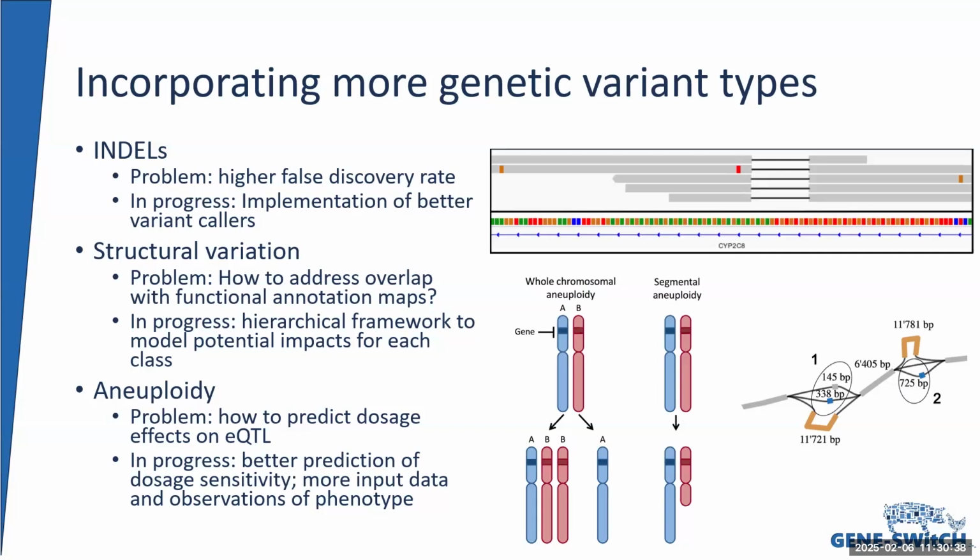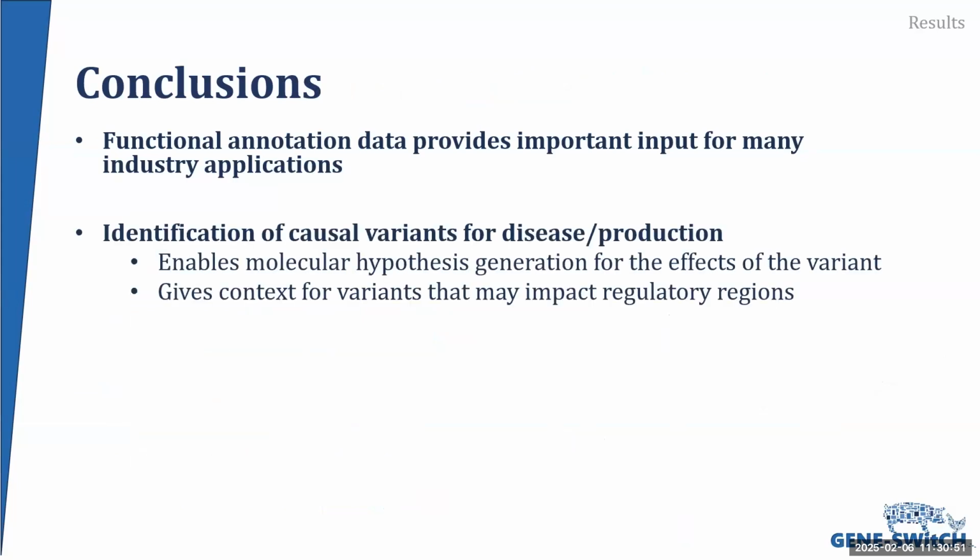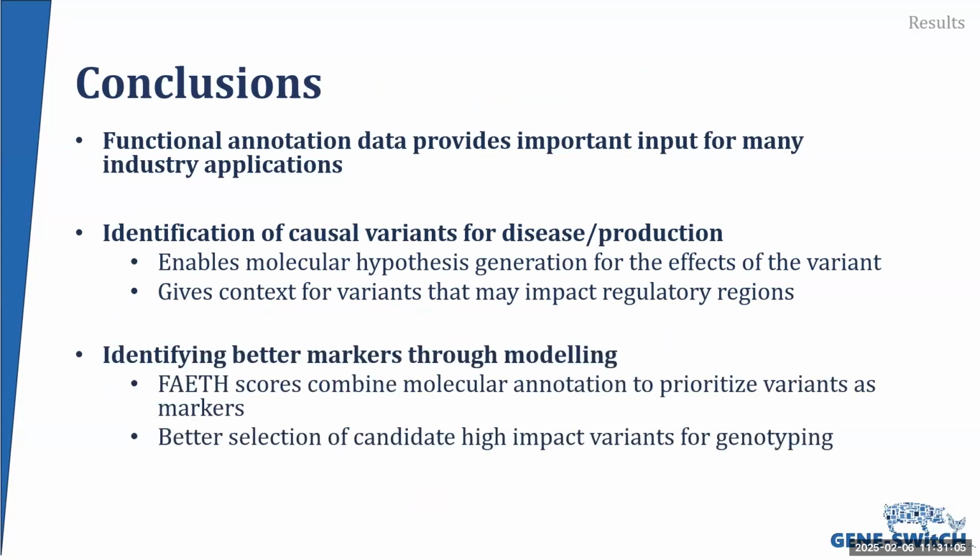In conclusion, I'm very, very enthusiastic about the generation of functional annotation data, and I'd like to see more industry participation here. It not only feeds forward into the detection of causal variants that can head off increases in disease or production losses in our lines, but it also gives us context for future improvements in our selective breeding programs. In addition, having more data input means that we can model traits much better using things such as FAITH scores or other ways to incorporate this data in our breeding programs.